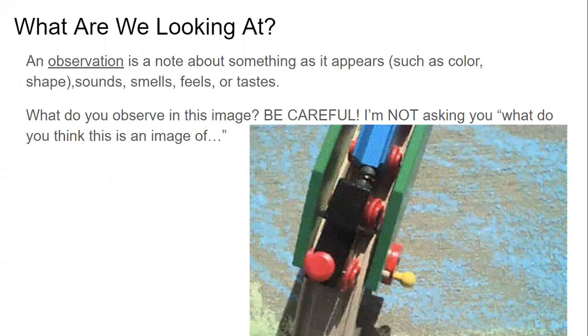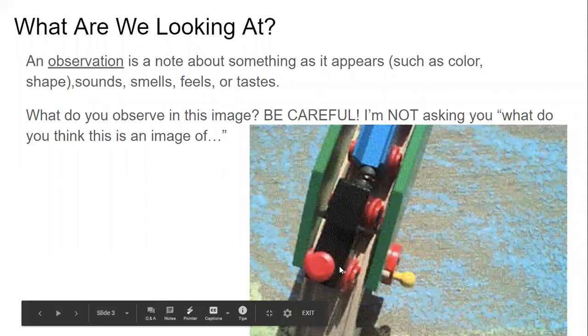And so in this image, I want you to make an observation. And so be careful. We do not want anybody to say what they think the image is of, because that would be making an inference, right? That's taking all of the little observations and coming up with an idea about what something is. We don't want to jump to a conclusion here. Instead, let's focus on observations. So observations might be that there's round red things.